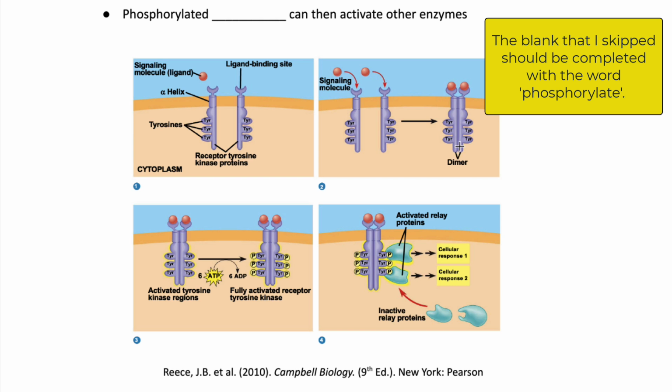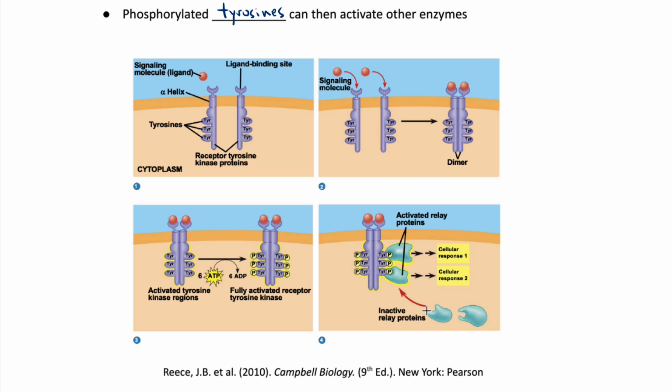That's sometimes called autophosphorylation. And then those phosphorylated tyrosines, again, tyrosine is a particular amino acid, can then activate other enzymes within the cell, and that's what you're seeing here, resulting in cellular responses. So that's our second class of transmembrane protein receptors, the receptor tyrosine kinases.